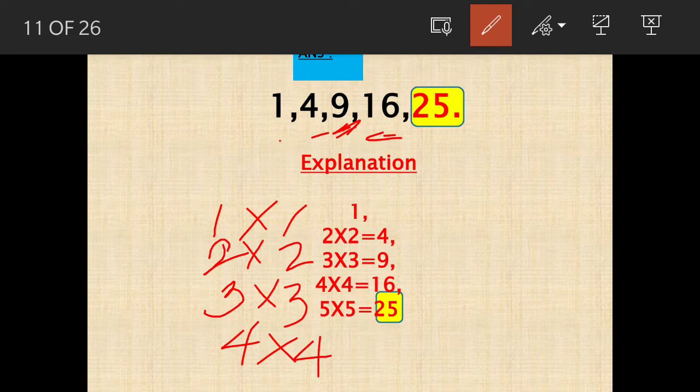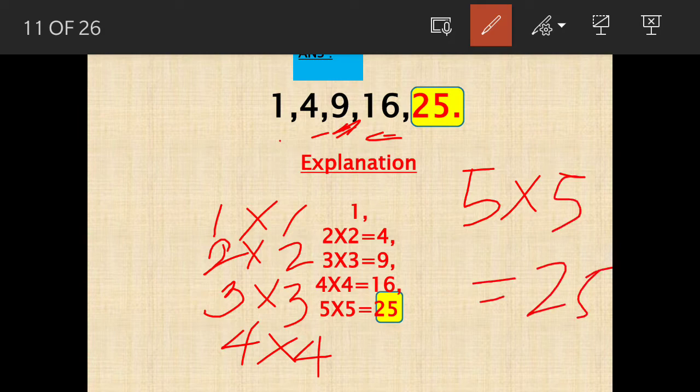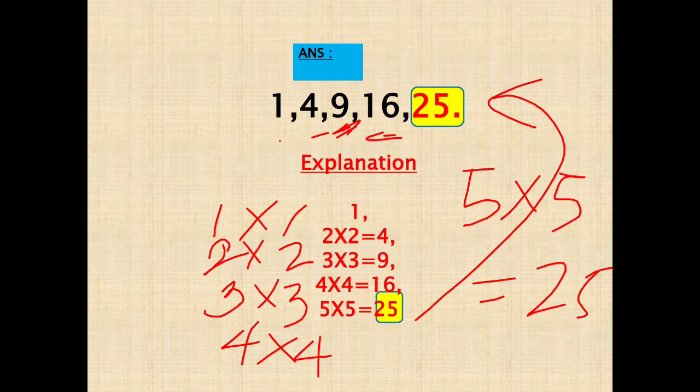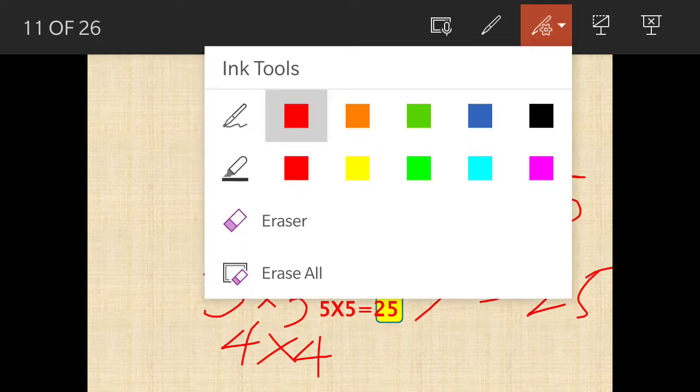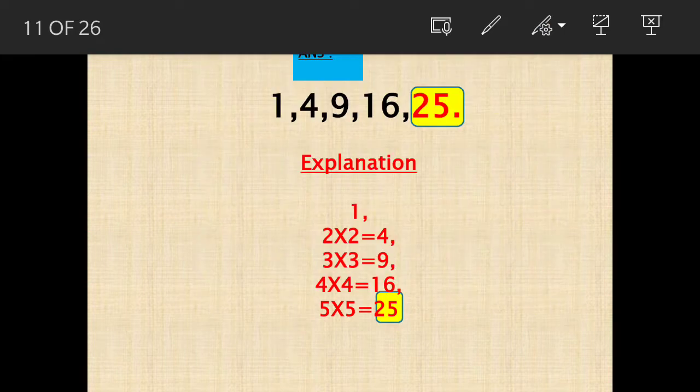So next number has to be 5, and 5 square will be 5 into 5, 25. So 25 is the answer. So this is how I worked it out. I'll remove the marking so that you see the answer clearly. So hope it is clear. So far so good. We have learned 2-3 things.